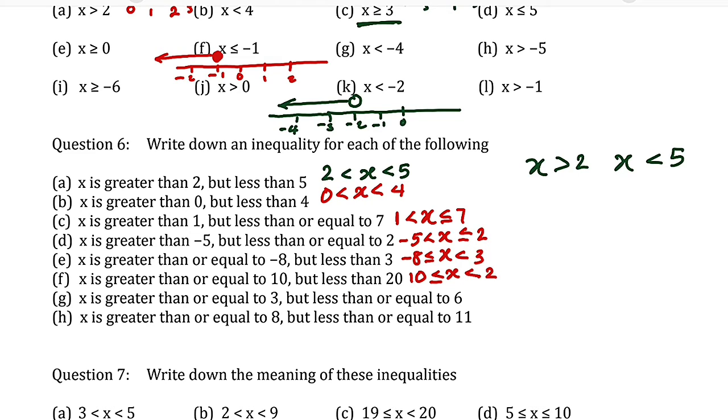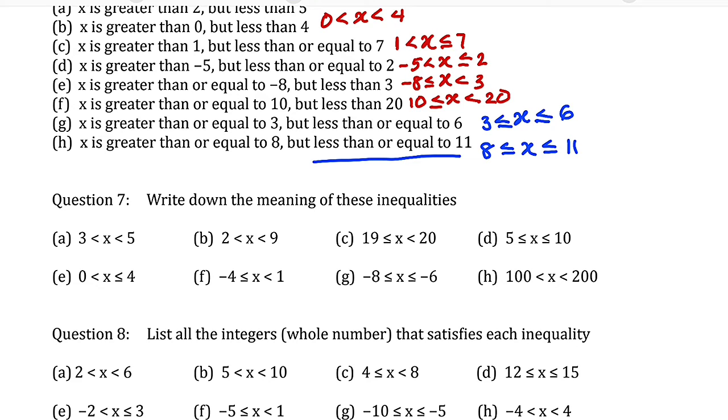Less than 20. Then G, x is greater than or equal to 3. So we have 3 here, less than or equal to x, but less than or equal to 6. And the last one, x is greater than or equal to 8. So we have 8 here, less than or equal to x, but less than or equal to 11.